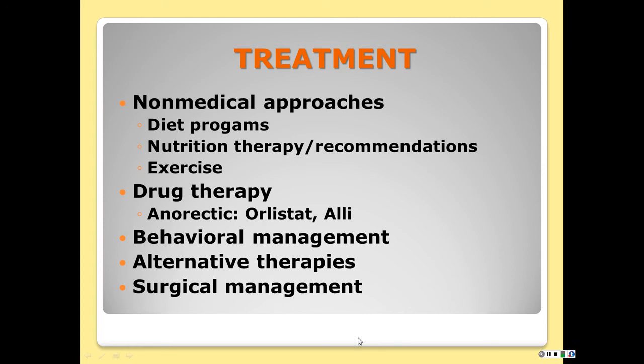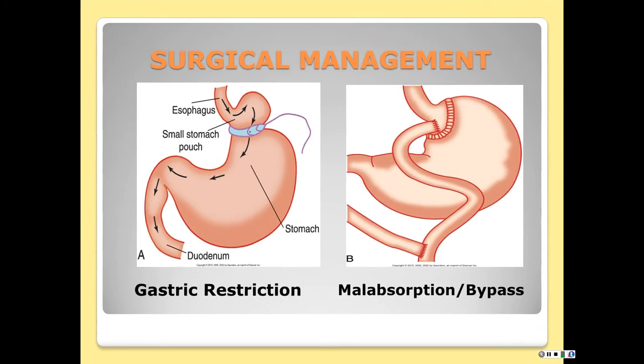There are some alternative therapies out there, things such as acupuncture and hypnosis, that patients use to aid in their weight loss. And then, of course, we have surgical management, which is really doing some fantastic things out there. And your book talks about two different kinds. One of those is the gastric restriction. This is things like the lap band, where the surgeon actually laparoscopically goes in and puts in a band around the upper part of the stomach, which basically just makes a pouch that is the new stomach. So they're filling up the pouch instead of filling up the entire stomach.